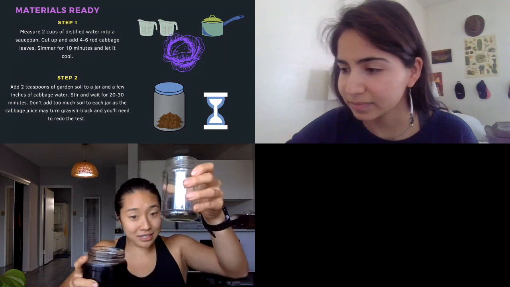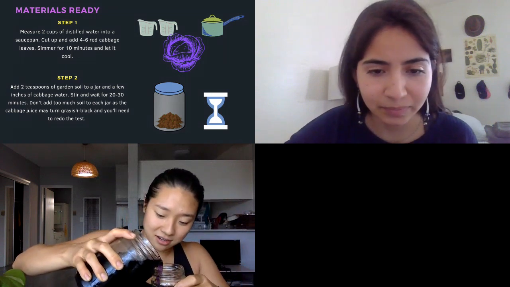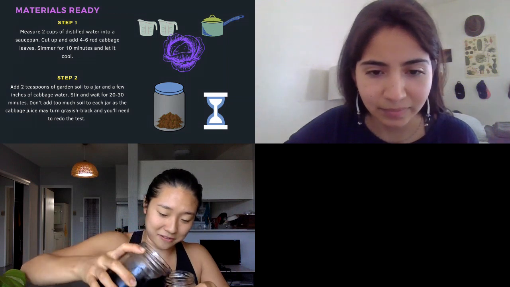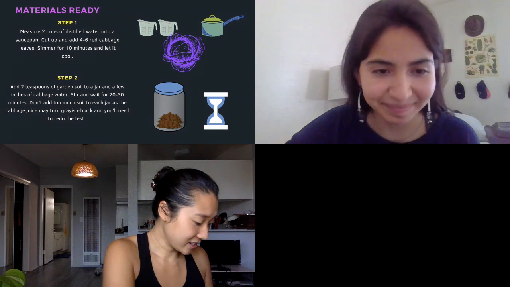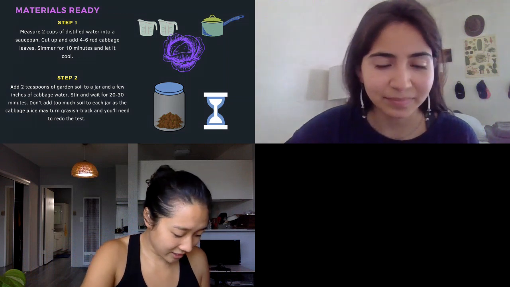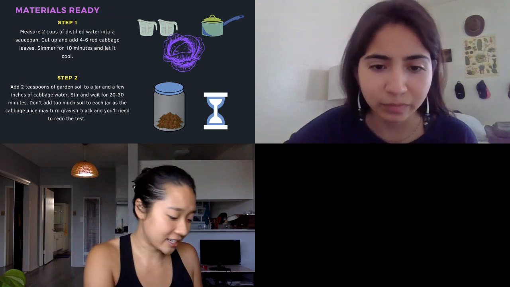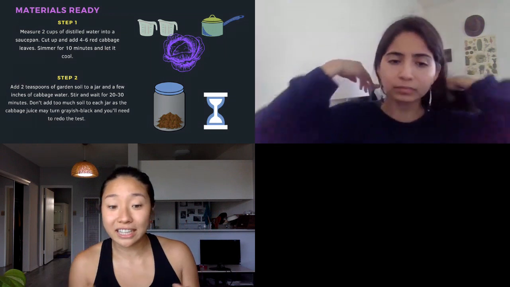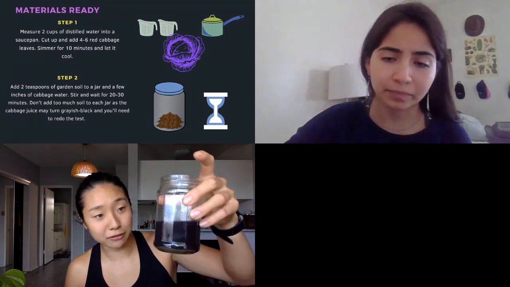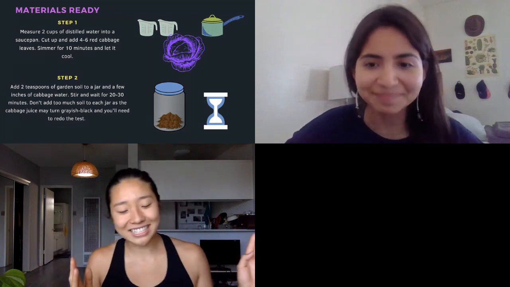And then you just cover it with a couple inches of cabbage juice, and then you can give it a quick stir. And since soil is not an aqueous solution, right? It's kind of chunky. It takes a little bit to fully soak in the cabbage juice. So we're gonna let it hang out for a little bit, and we're gonna explain the science to you in the meantime.